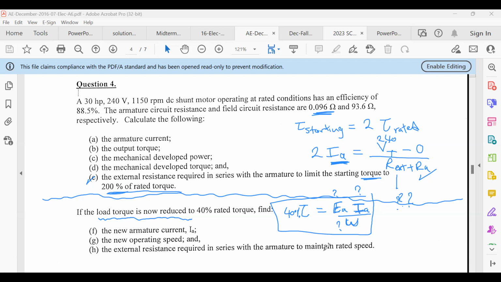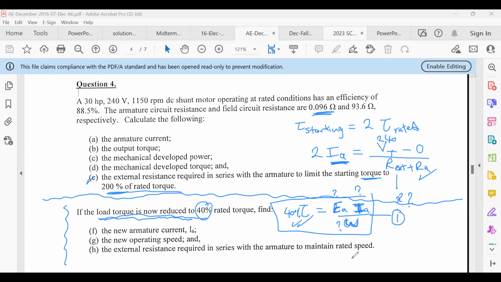The idea for this one, and this is very common in past exams, is that they change something, let's say the torque, by a certain percentage. So they're giving the torque, and you will have three unknowns in this equation. So how can we solve this one? This will be our first equation.